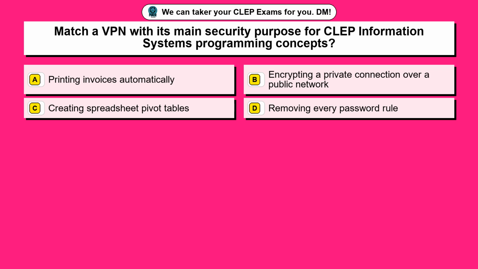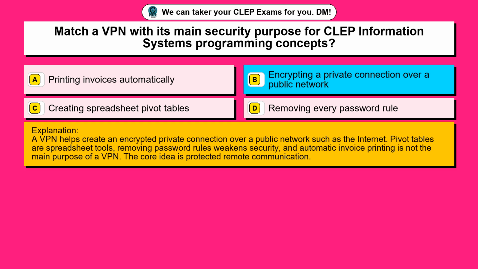Question 38. Match a VPN with its main security purpose for CLEP Information Systems programming concepts. Option A. Printing invoices automatically. Option B. Encrypting a private connection over a public network. Option C. Creating spreadsheet pivot tables. Option D. Removing every password rule. The correct answer is option B. Encrypting a private connection over a public network.